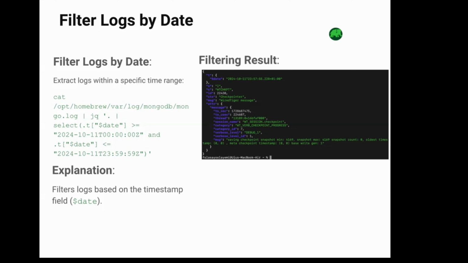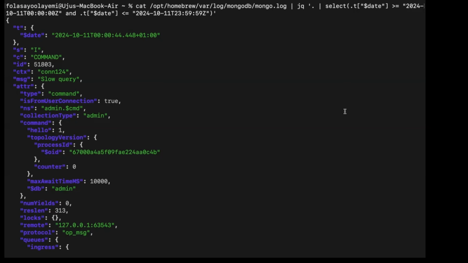Sometimes you want to look at logs from a specific date or within a date range. With JQ, we can filter by timestamp to achieve this. In this example, we are selecting log entries where the timestamp falls within the specified date range. This command is invaluable for pinpointing events over a specific period.